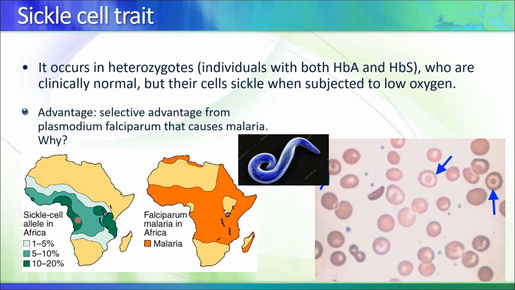And if you look at the distribution of the sickle cell allele in Africa, you can see that it actually matches the distribution of malaria in these countries. So it fits. So there's an advantage, a genetic advantage, for these individuals.